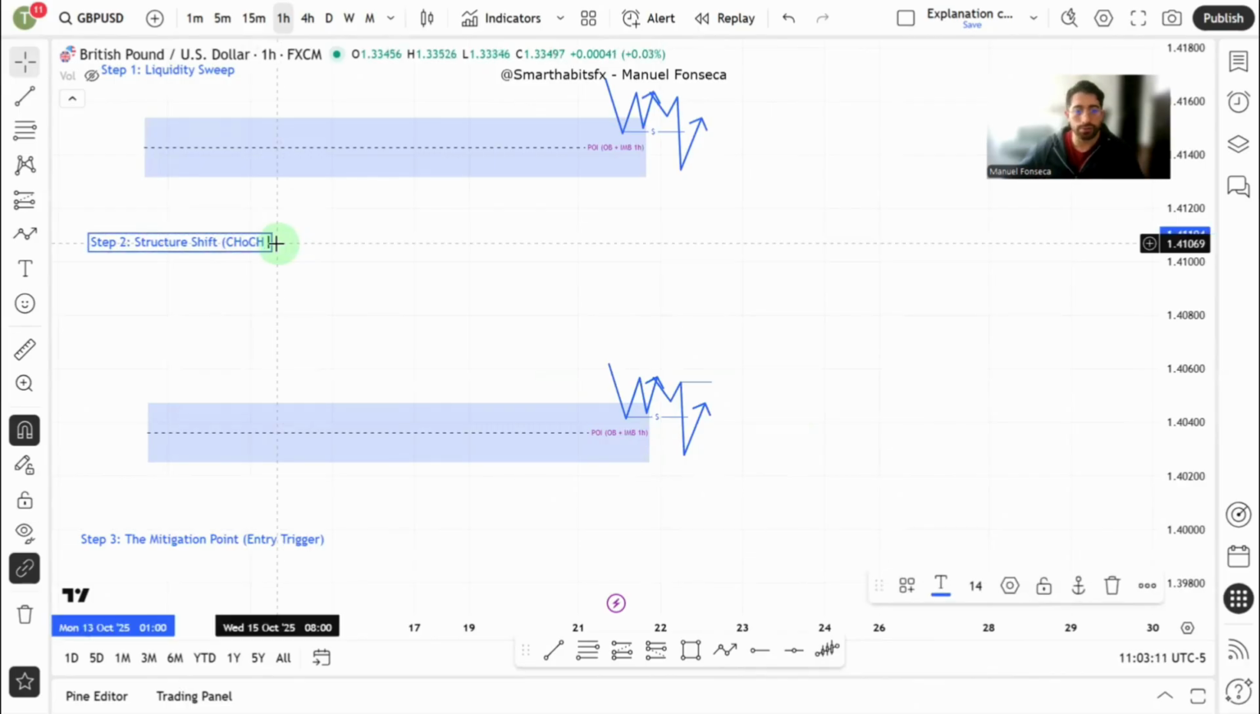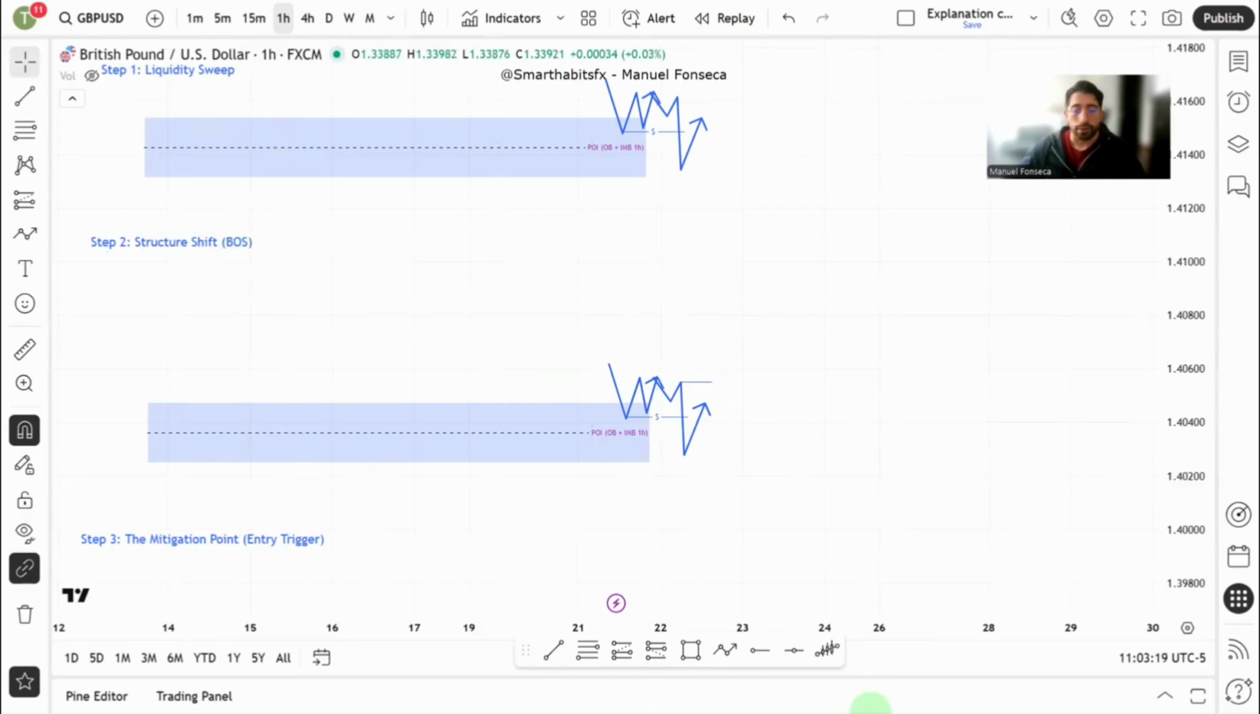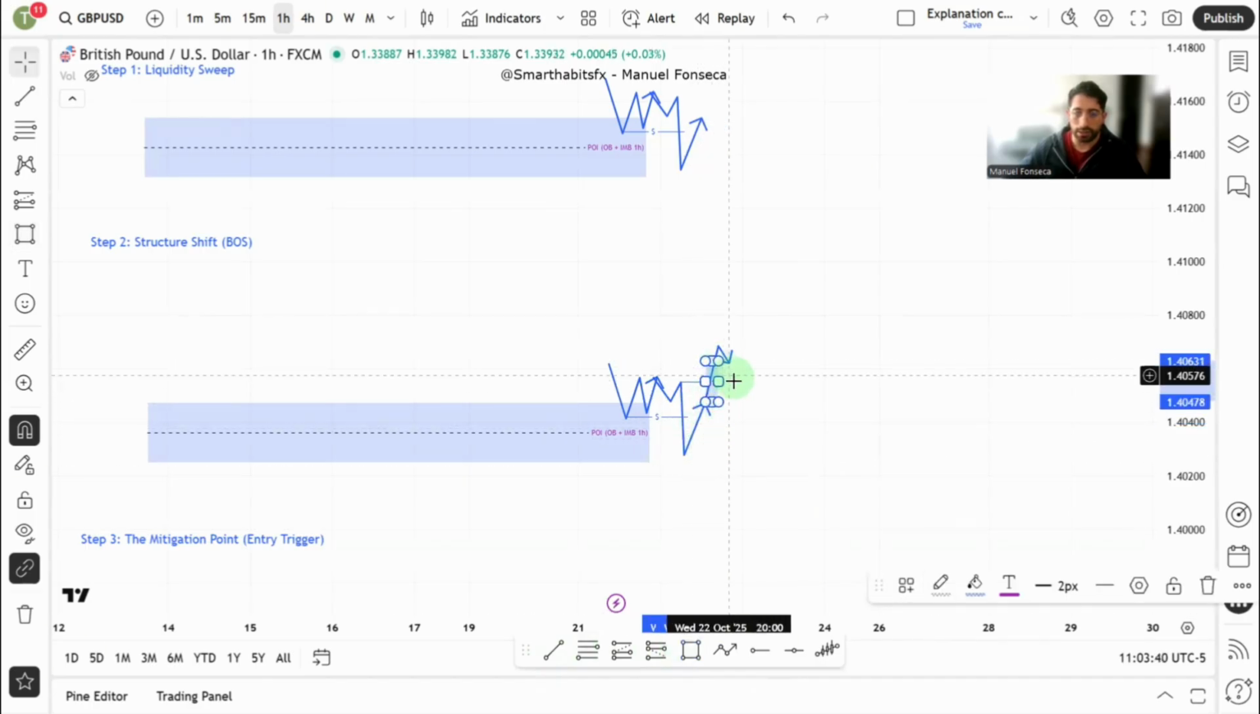Why break of structures? Because a break of structure for me shows a strong intention from the buyers, in this example, to continue with that movement. All right, so I always wait for a BOS. And what is the difference between a touch and a BOS, Manuel? The BOS is made with the body of a candle, correct? The previous one, the change of character, the touch, was made by a candle wick. But in this case, we will wait for the body of a candle.